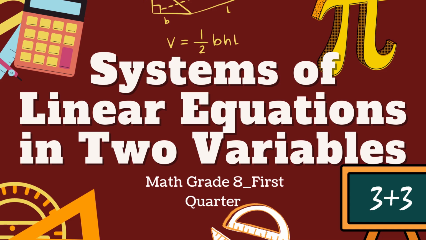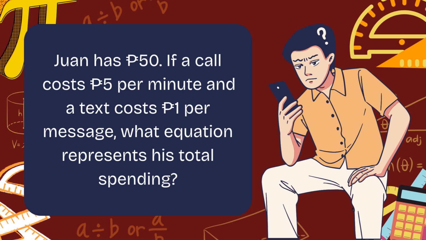So today, we will learn about the systems of linear equations in two variables. But before that, let's have a quick energizer. Let's start with the budgeting challenge we explored before. So everybody read. Juan has 50 pesos. If a call costs 500 pesos per minute and a text costs 1 peso per message, what equation represents his total spending?